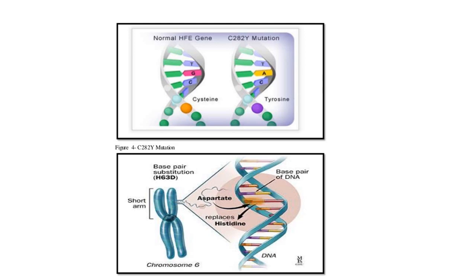The H63D means substitution of the normal amino acid histidine at the 63rd position of the amino acids by aspartate. These mutations cause dysfunction of the HFE protein, which makes the hepcidin gene irresponsive to the iron excess. So, iron exit from macrophages and iron absorption from GIT is not inhibited by hepcidin, causing iron overload and toxicity of parenchymal organs.